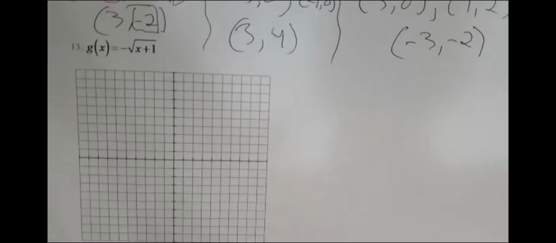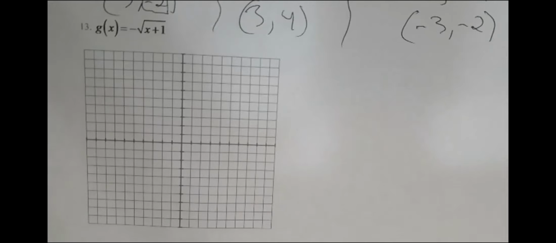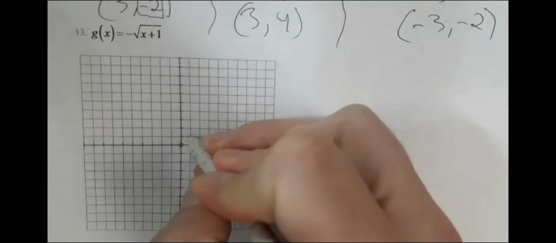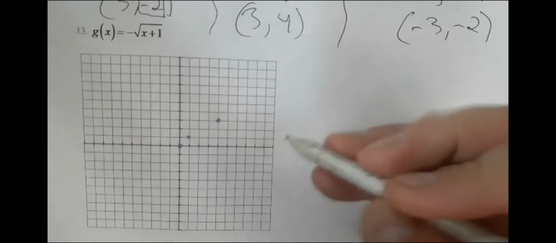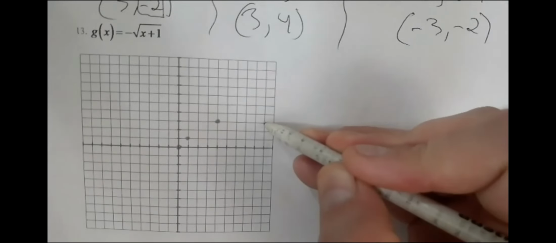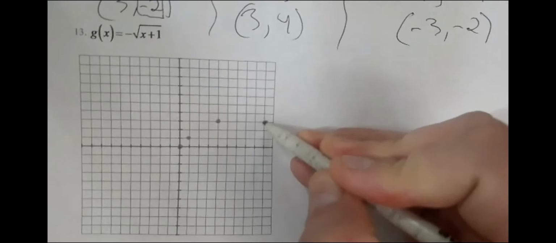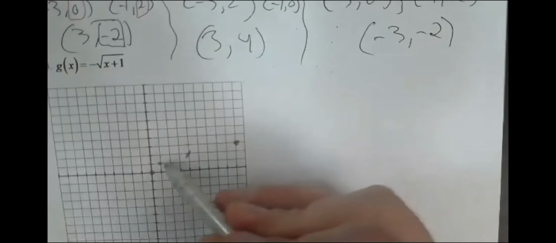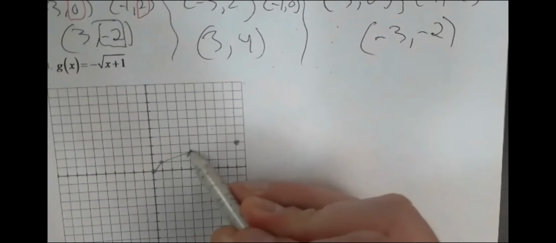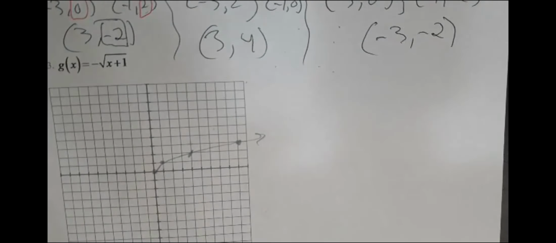And they leave you one last problem to do. So again, the parent function, you want to recognize the parent function. Square root function. That's my parent function, the square root function. 0, 0, 1, 1, 4, 2, 9, 3.